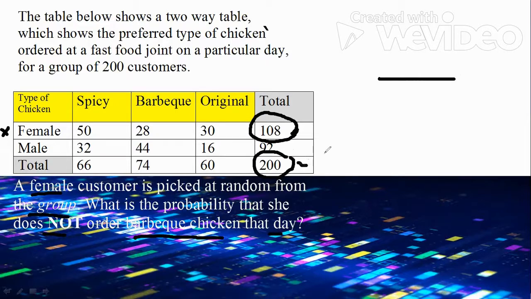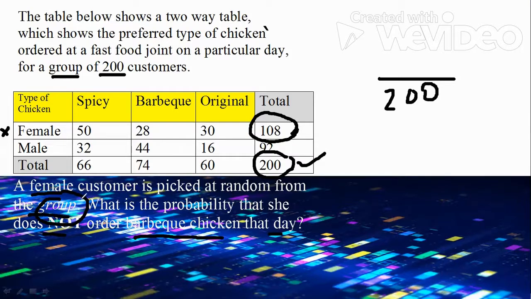No, it is 200. Let me tell you why. It says a female customer is picked at random from the group. They didn't say the group of female customers. Fair enough, you're talking about female customers, but it says picked at random from the group. And if you look up here, it says for a group of 200 customers. So they're talking about the entire customers that passed through the food joint.